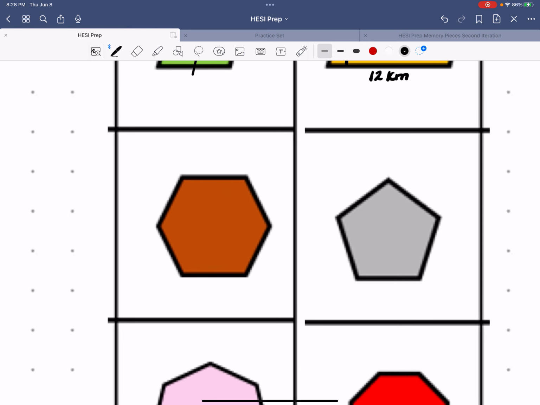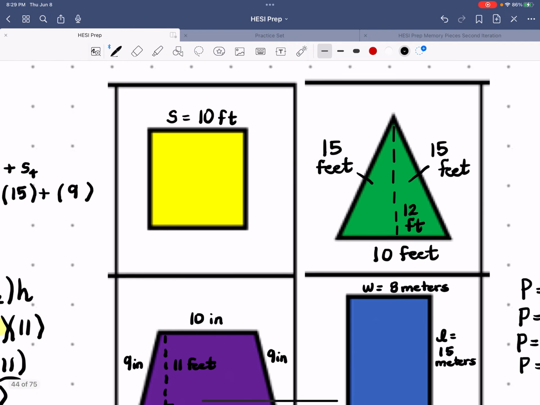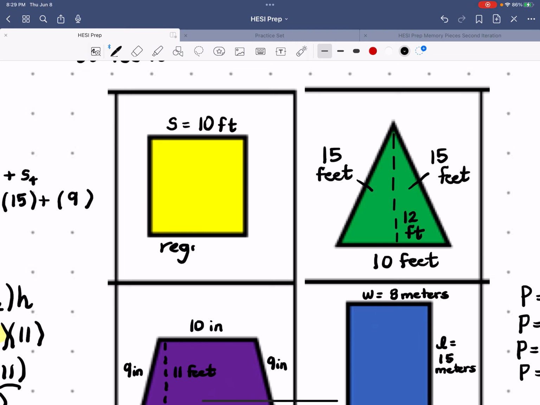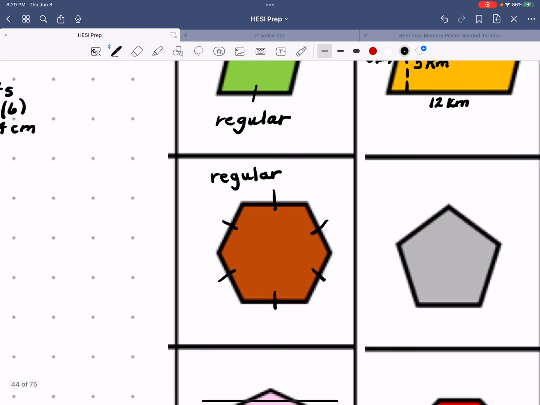This one is a regular hexagon. If you have a regular shape, that means that all of the sides are the same length. This one, the rhombus, is regular. The square is regular. Sometimes triangles are, but this particular one is not. An equilateral triangle is regular. But this hexagon is regular.